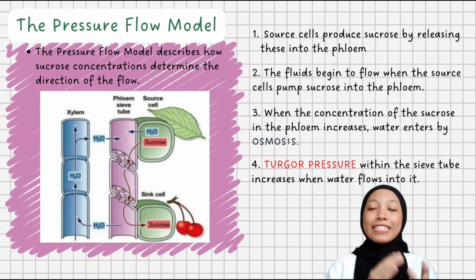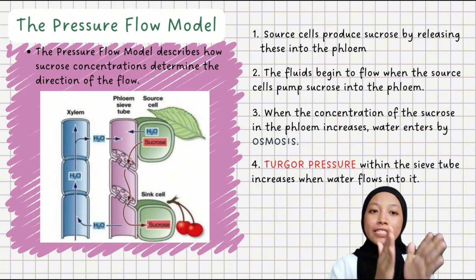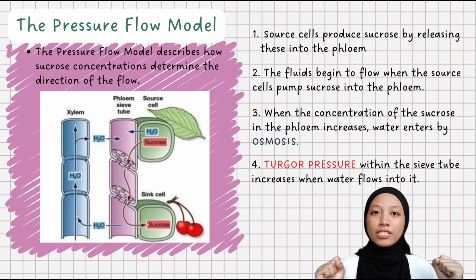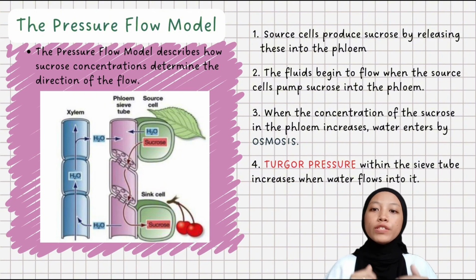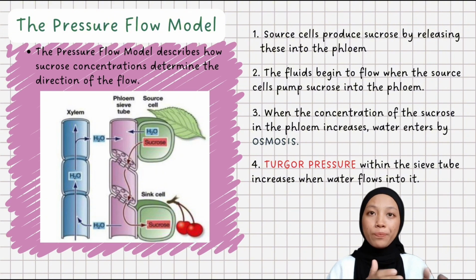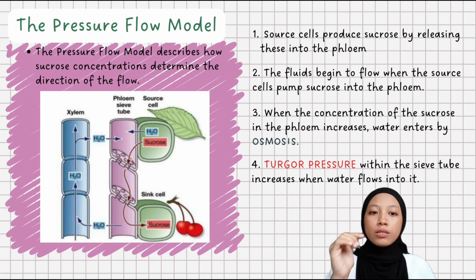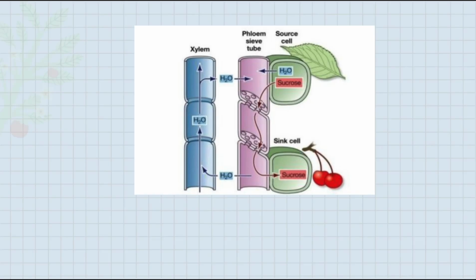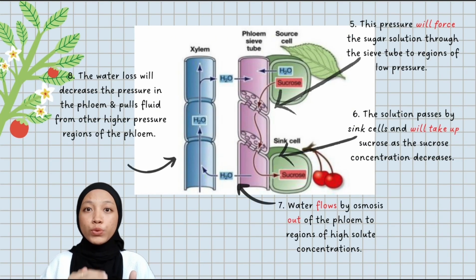The pressure flow model describes how sucrose concentration determines the direction of the flow. In this section, I will explain the direction of the flow in the pressure flow model. Source cells produce sucrose and pump it into the phloem, and the fluids begin to flow. When the concentration of sucrose in the phloem increases, water will enter by osmosis. The turgor pressure within the sieve tubes increases when water flows into it. This pressure will force the sugar solution through the sieve tube to regions of low pressure.